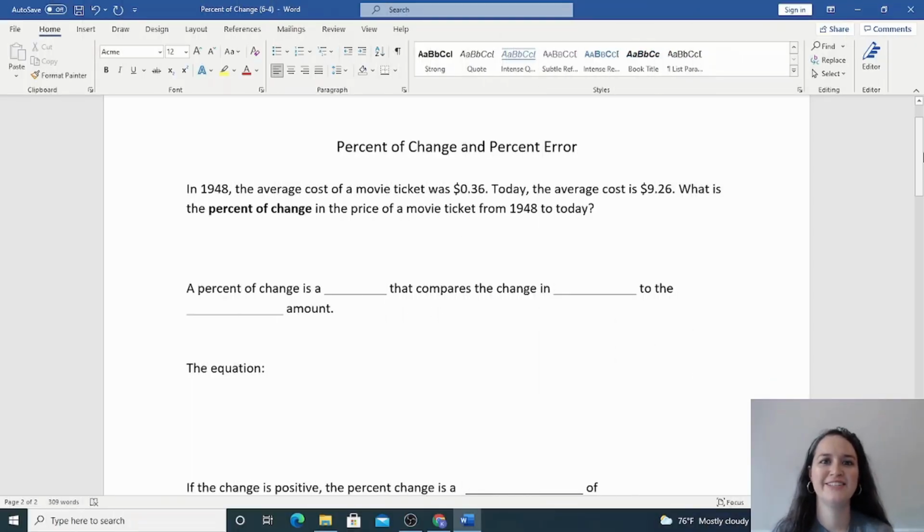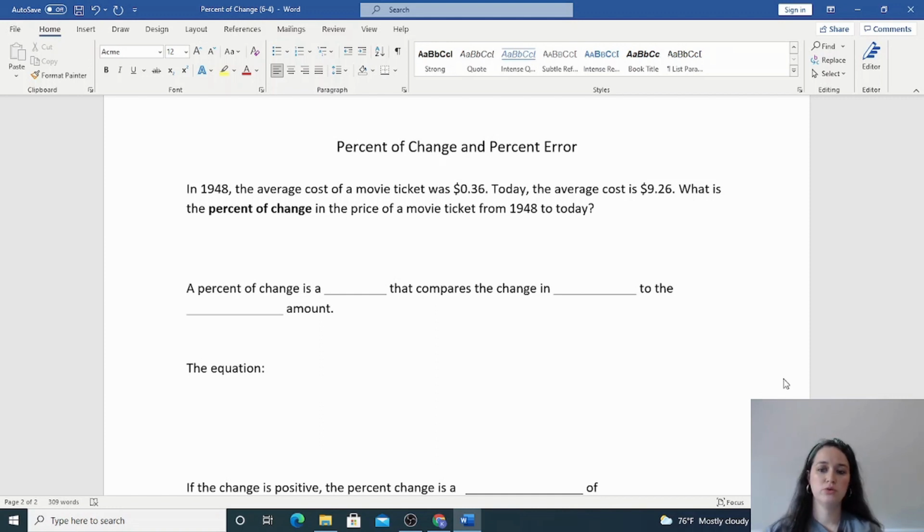Hey everyone, in today's video we're going to be talking about percent of change and percent error. Now this is something that you can use to calculate how the price of something has changed over time. So if you notice gas prices fluctuate a lot, you can use it to calculate change over time, like we're going to see in our first example.